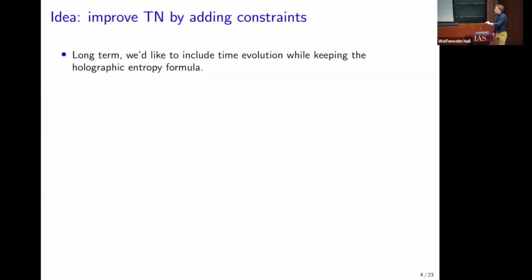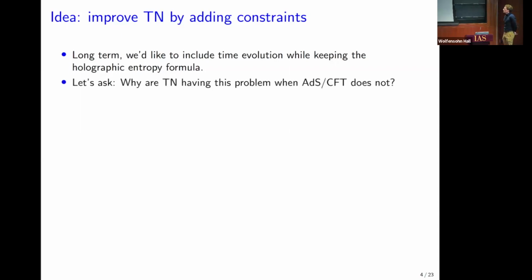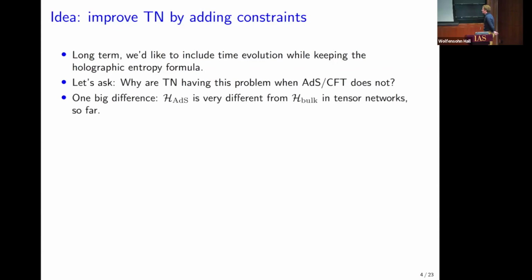Okay. So long term, what we'd like is to have something like a tensor network toy model, but we'd like it to have time evolution, to not suffer from this issue. But we'd also like to keep the holographic entropy formula. And it's actually those two things that are in tension. So let's ask ourselves, why are tensor networks having this problem when AdS/CFT does not have this problem? Because gravity works, and it seems to have the holographic entropy formula and this matching of time evolution.